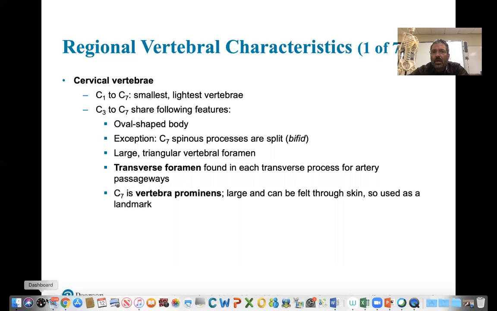C3 through C7 all have something very similar. Now C1 and C2 are very specific vertebrae, and I'll show those to you. That's the axis and atlas, and we'll talk about this. So C1, remember, has their condyle on there to support the skull.